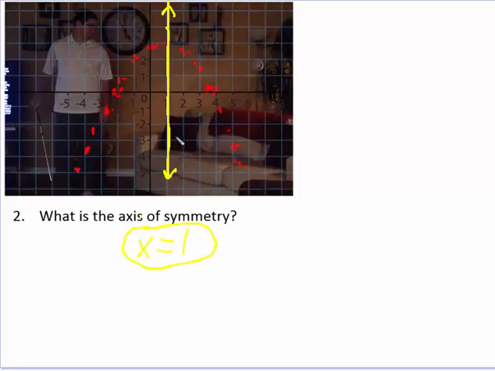And just for sort of a side note, remember, the axis of symmetry always goes through the vertex. So the x value for the axis of symmetry and the x value for the vertex should always be the same.